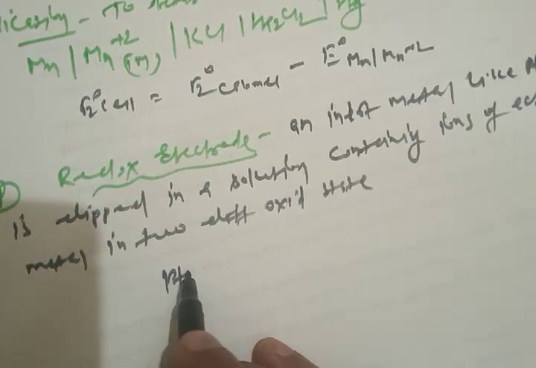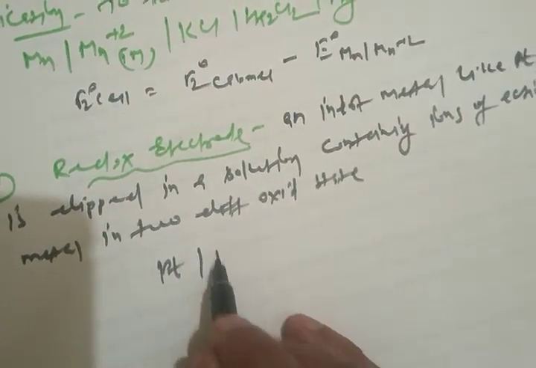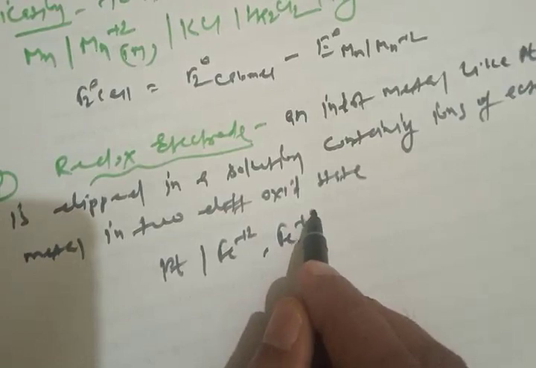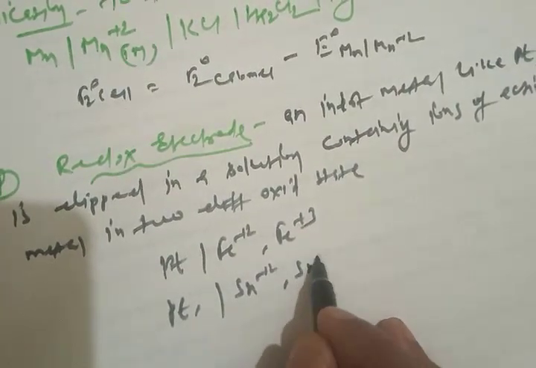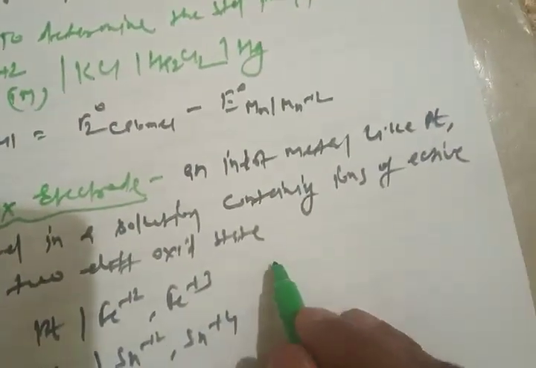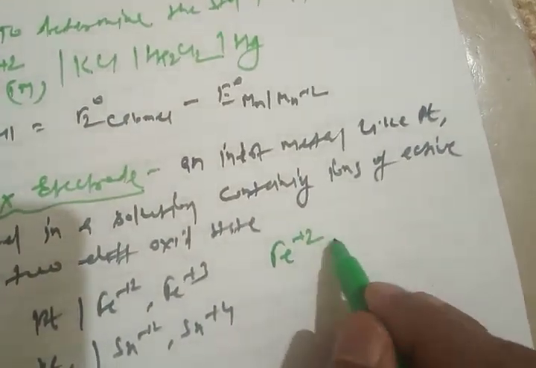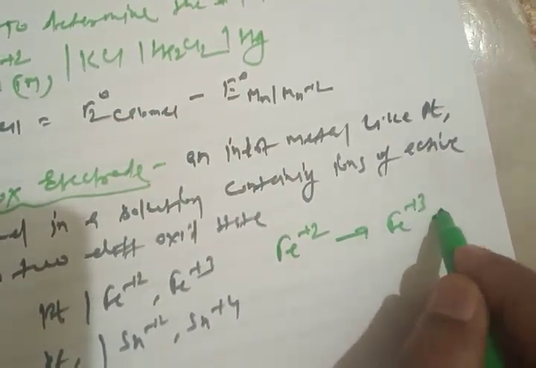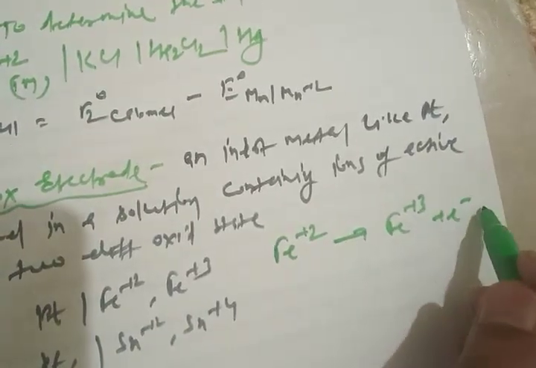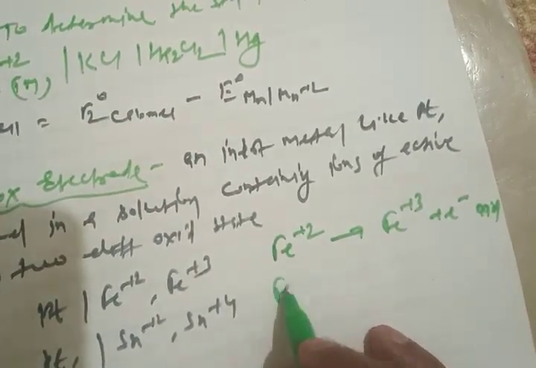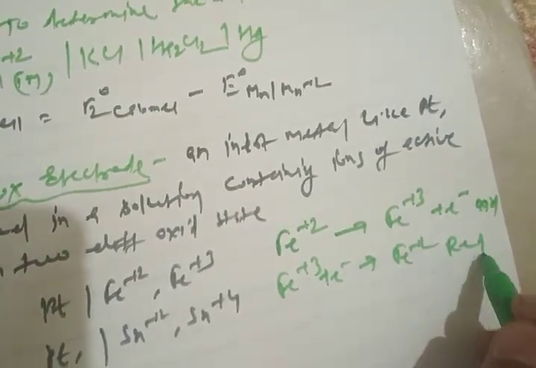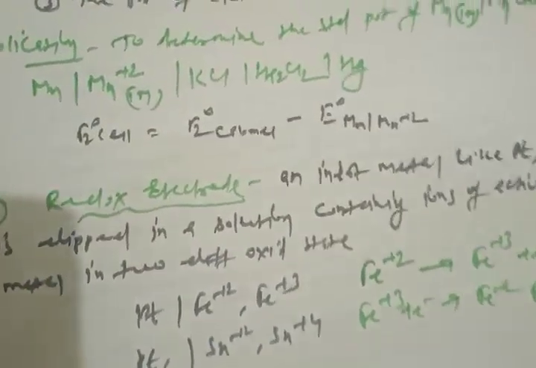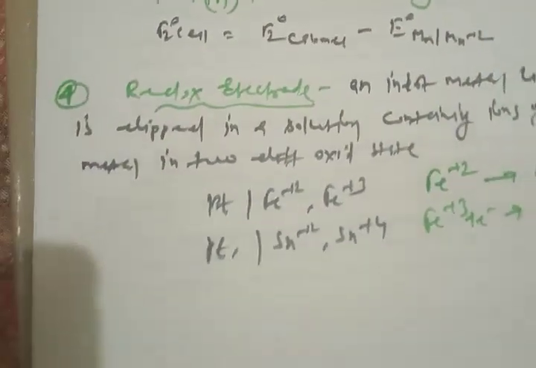Let's take the example: we have platinum, and then we'll take Fe plus 2 and Fe plus 3. Similarly we can take platinum, Sn plus 2 and Sn plus 4. So what cell reaction takes place? Simple: Fe plus 2 is oxidized to Fe plus 3 with the release of one electron. So here oxidation takes place, and Fe plus 3 then again gains one electron to give Fe plus 2. This is the reduction. So this is how oxidation and reduction take place with the same metal, and this is the redox electrode.